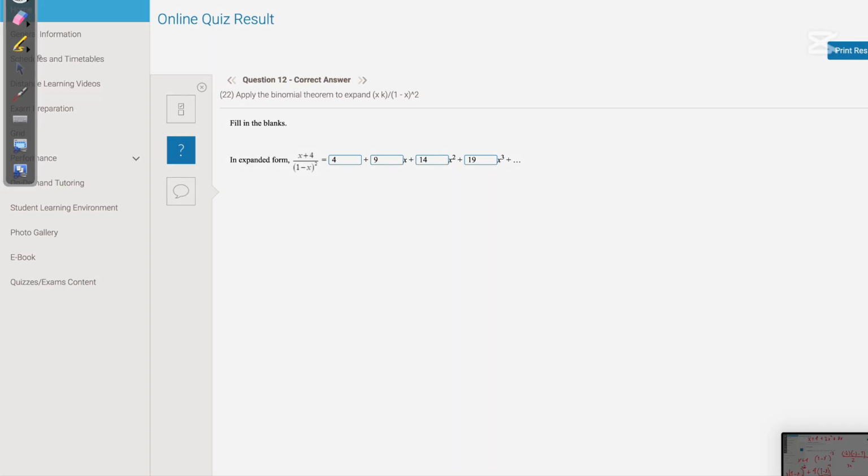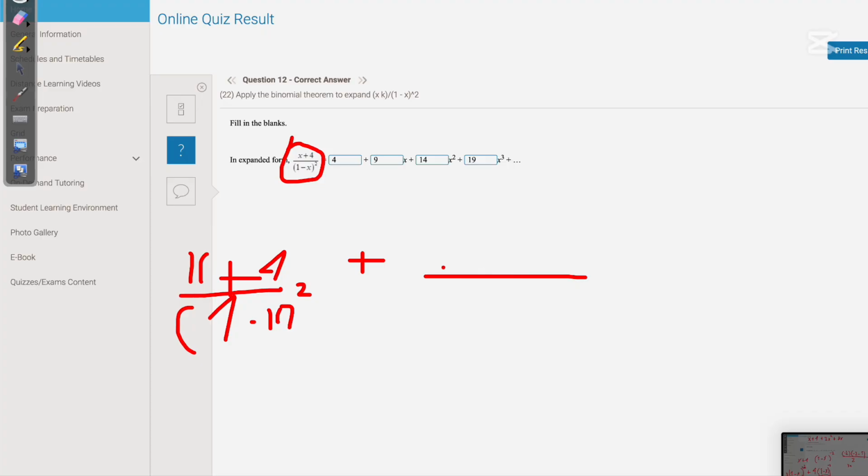Okay, so for this question, I'm going to split it into 2 parts: x plus 4 over (1 minus x) all squared. Well, not x plus 4, my bad. Let's split it into x and 4, plus 4 over (1 minus x) squared.